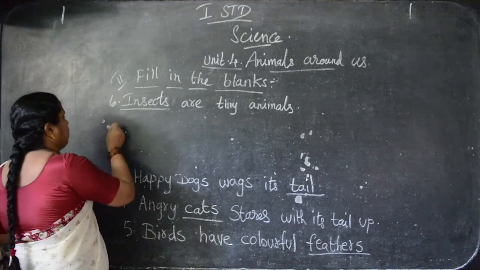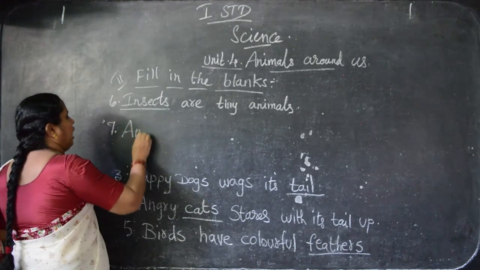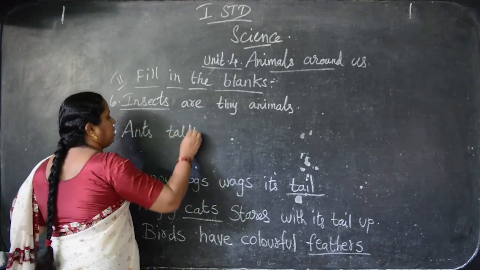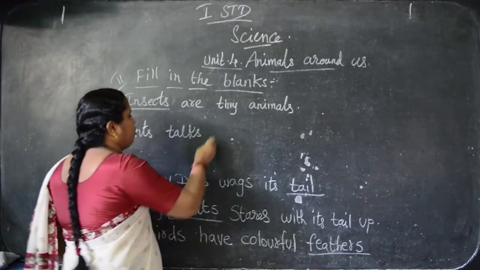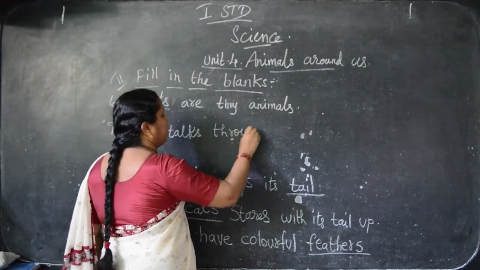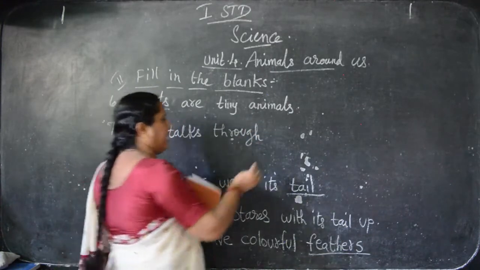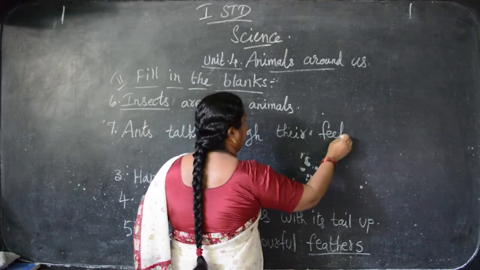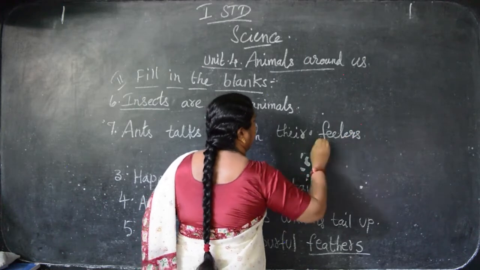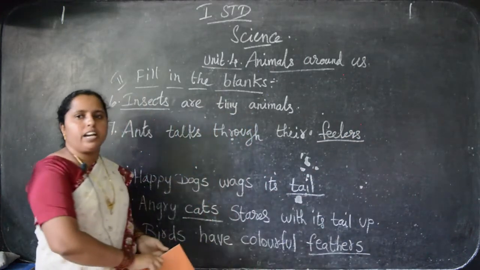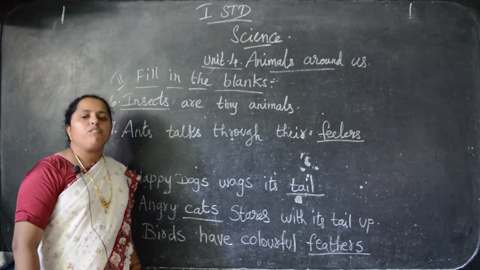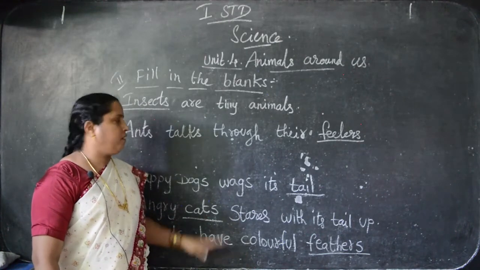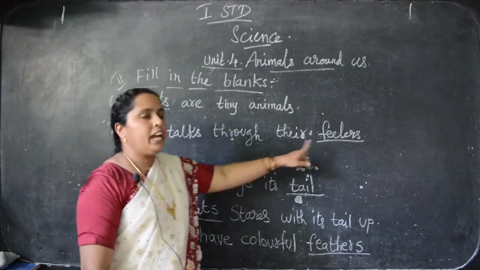Now, seventh one. Ants, A-N-T-S, ants. Talk, T-A-L-K-S, talks. Through, T-H-R-O-U-G-H, through. Their, T-H-E-I-R, their. Feelers, F-E-E-L-E-R-S, feelers. Ants talk through their dash. In the dash, what do you have to write? Feelers, F-E-E-L-E-R-S, feelers. Okay. Ants talk through their feelers.